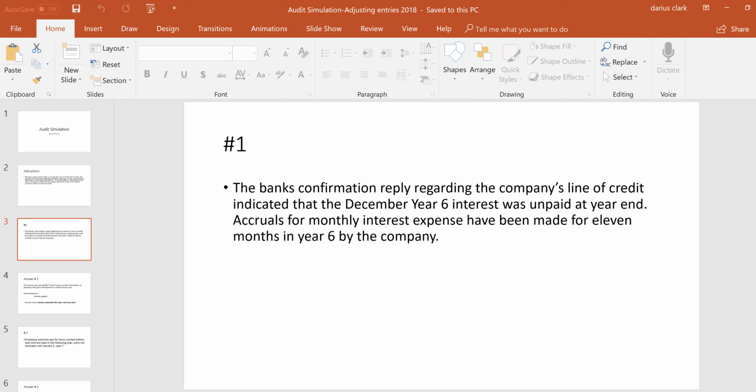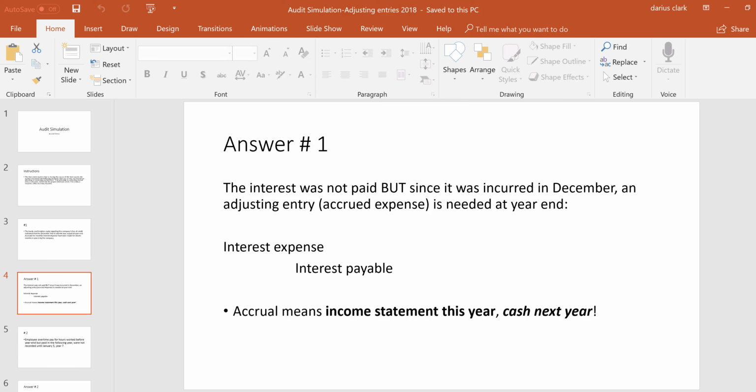So the company has a line of credit with the bank. We confirmed it, and they said, and by the way, the client didn't make their interest payment by December 31st. Accruals for monthly interest expense have been made for 11 months in year 6 by the company. So you need to accrue that last month's interest. You do. Debit interest expense, credit interest payable, and that should be your adjusting entry at year end.